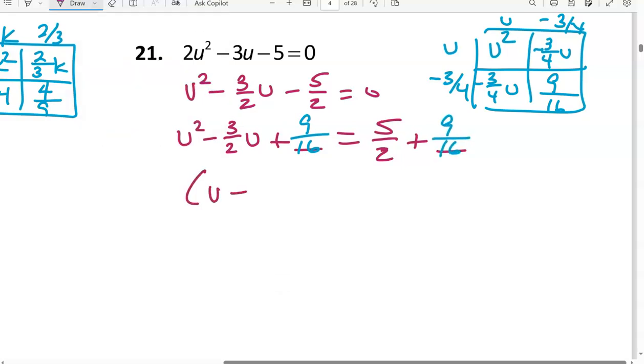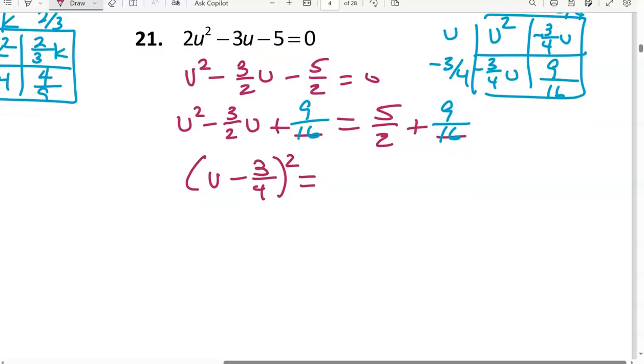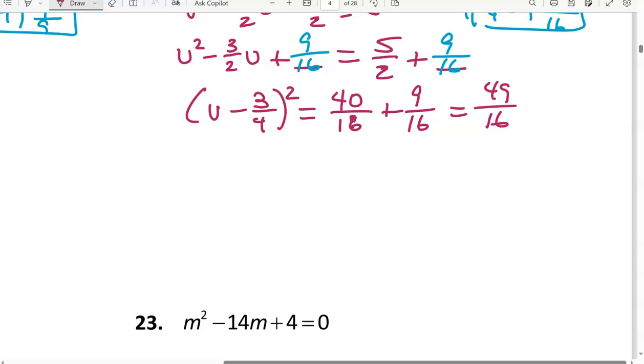And so u minus 3/4 squared is equal to, and on the right side we're going to need a common denominator. Let's multiply 5 halves by 8 over 8. That will be 40 over 16 plus 9 over 16, which is 49/16. And if u minus 3/4 squared is equal to 49/16, that means that u minus 3/4 is plus or minus the square root of 49, which is 7, over the square root of 16, which is 4.